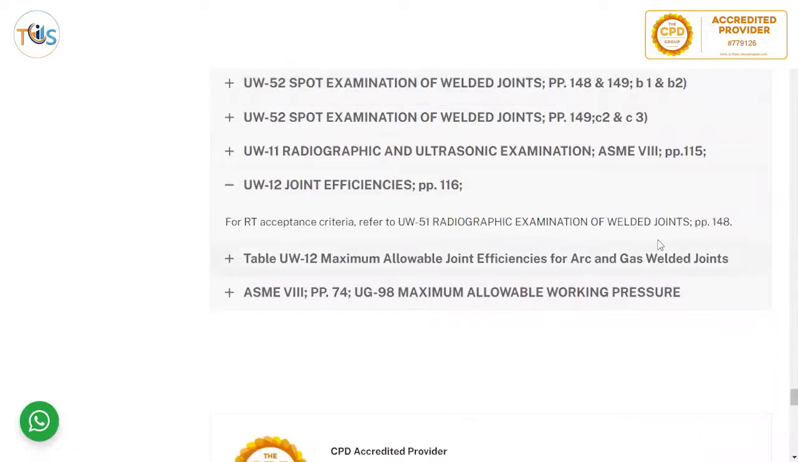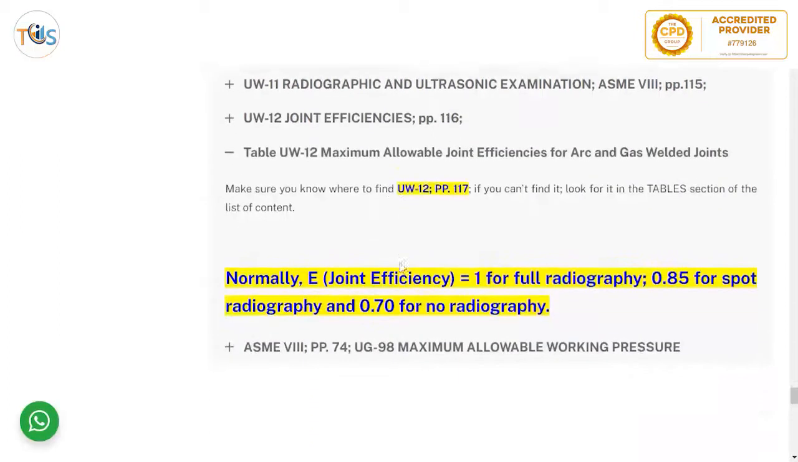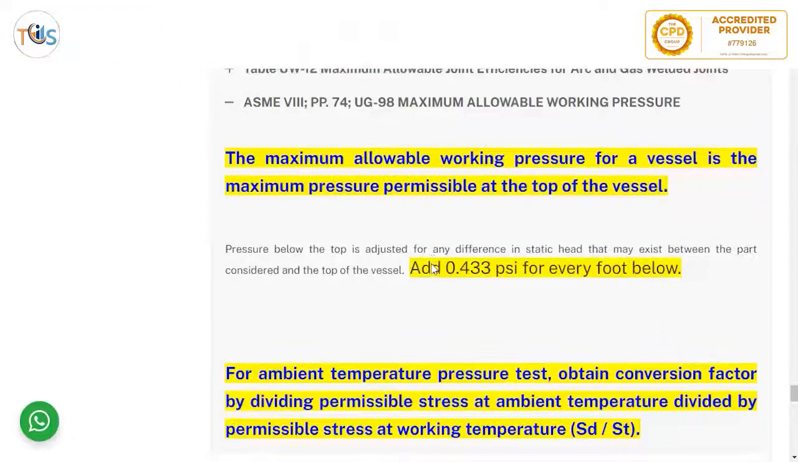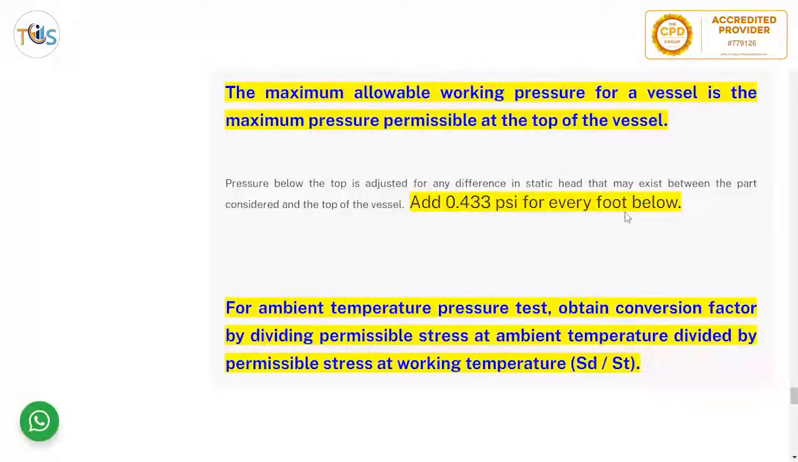Then we brought up this page 148. You go to UW. Did we talk about this? Joint efficiency is 1 for full radiography, 0.85 for spot, and 0.70 for no radiography if it is double welded. You could go to the tables. Just note this 0.433 psi for every foot below.